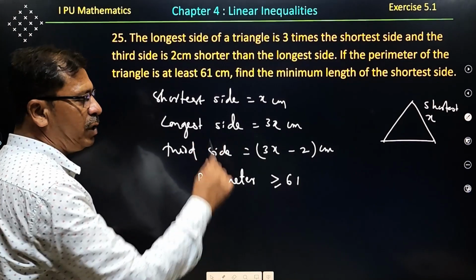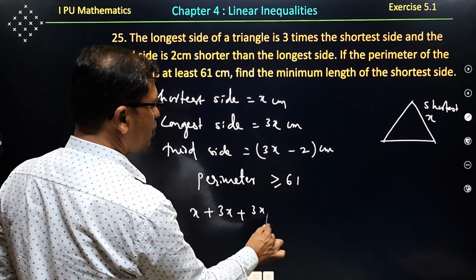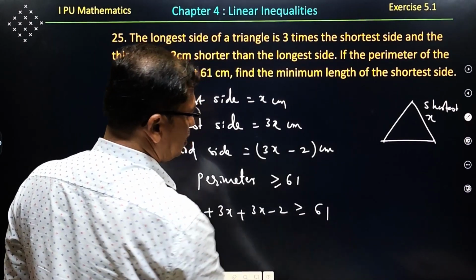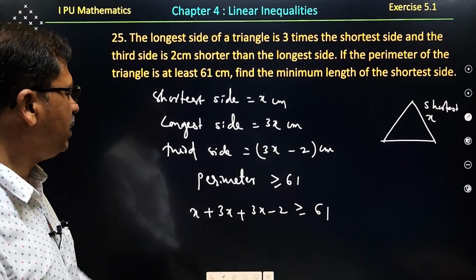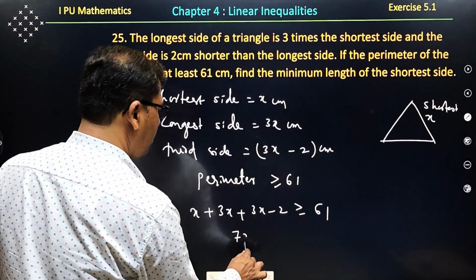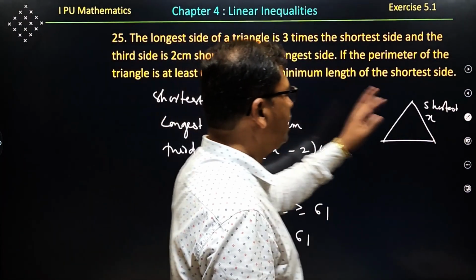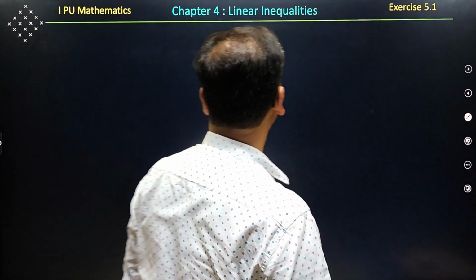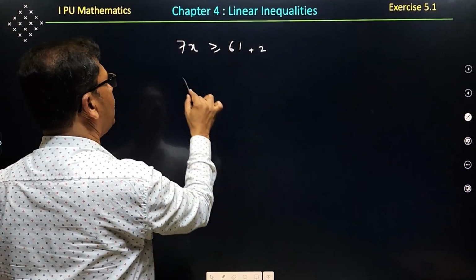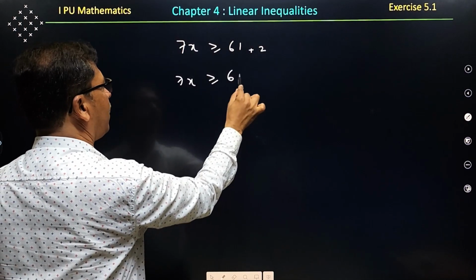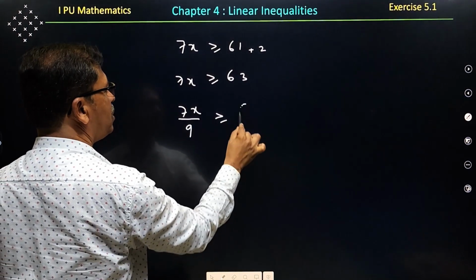Perimeter means you have to add up all these sides: x plus 3x plus 3x minus 2 is greater than or equal to 61. X plus 3x is 4x, 4 plus 3 is 7, so 7x minus 2 is greater than or equal to 61. It means 7x is greater than or equal to 61 plus 2, that leads to 63.